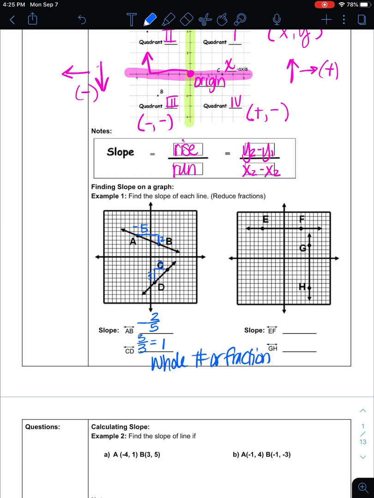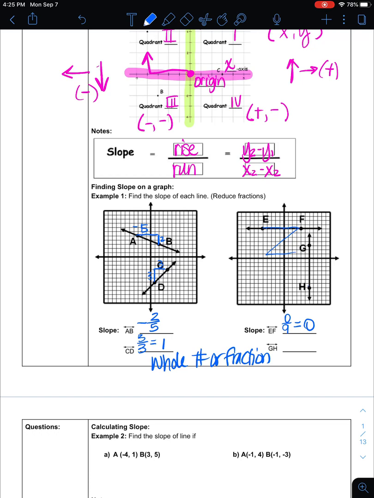Now, when you have horizontal and vertical lines, it's a little more complicated, because if you look at EF, so EF has 0 rise and a lot of run, 1, 2, 3, 4, 5, 6, 7, 8, 9. So its slope would be 0 over 9. Well, if you type that in on your calculator, you will find that 0 divided by 9 is 0. One way that you can remember it is it's a 0 like the top of a Z. It's horizontal as the top of the Z.